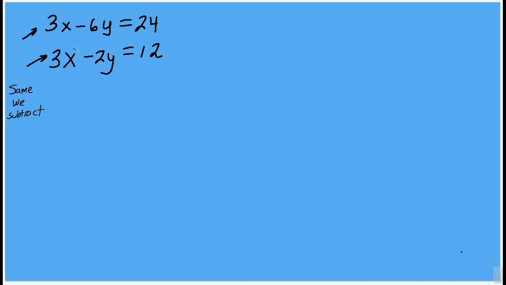So 3x minus 3x equals 0. So something was eliminated. That's why it's called elimination. And now we get negative 6y minus a negative 2y. Now remember, when you subtract a negative, you actually end up adding. So you're going to do negative 6y plus 2y. That's going to end up being negative 4y.